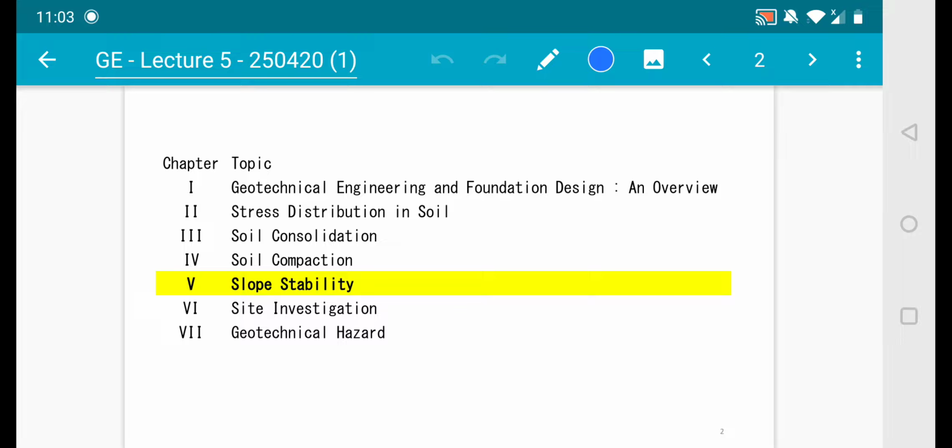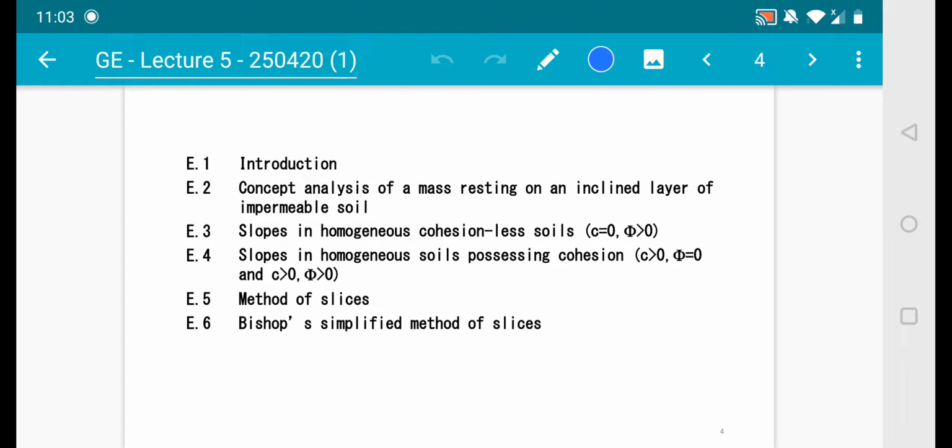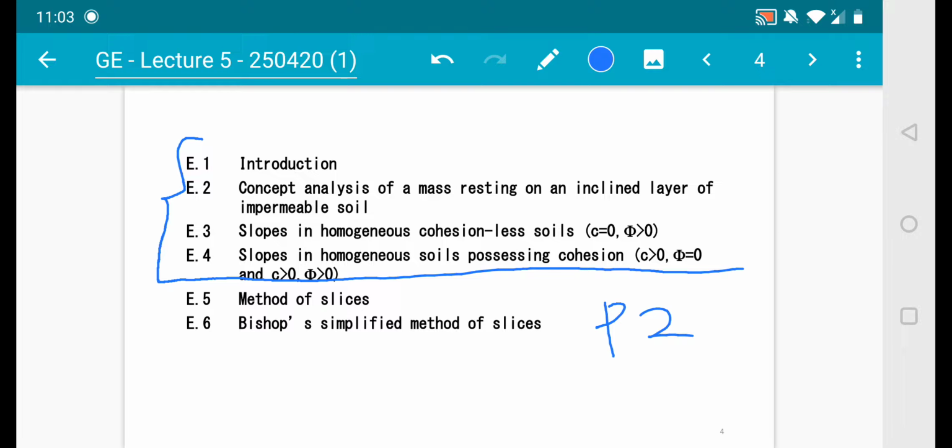So we are in chapter 5, which concentrates on slope stability. We've covered E1 to E4, and now we're going to move on to part number 2, which is method of slice. Before we proceed, let us just revise what we've learned in part 1. The first part was on the introduction.